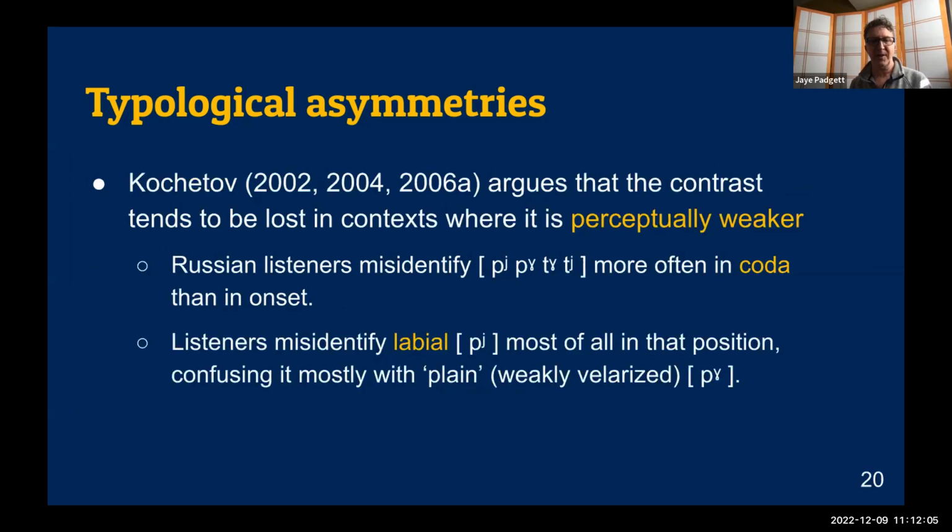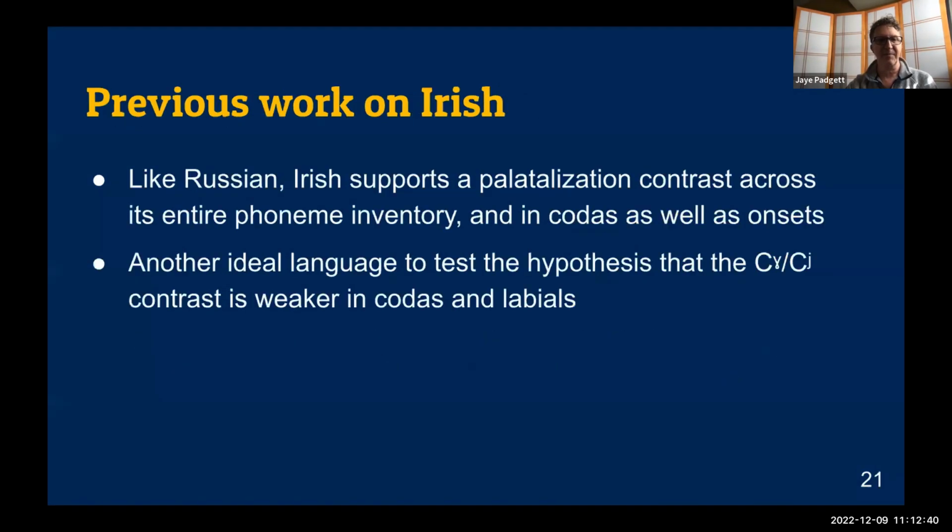So Kochetov, in a series of works, argues that the contrast tends to be lost in contexts where it is perceptually weaker. So he was inspired by work by Steriade on the P-map and related ideas. And he showed that Russians misidentify the four sounds you see here more often in the coda than in the onset, and that the listeners misidentify the palatalized pya most of all in that position, and they confuse it mainly with the plain P. So that could be a sort of perceptual correlate of this typological fact.